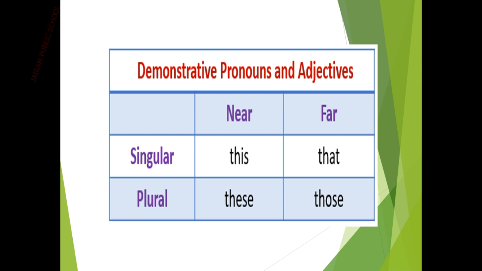Demonstratives point out specific things within a sentence. They represent things near or far in distance or time. For example, this, that, these, those.